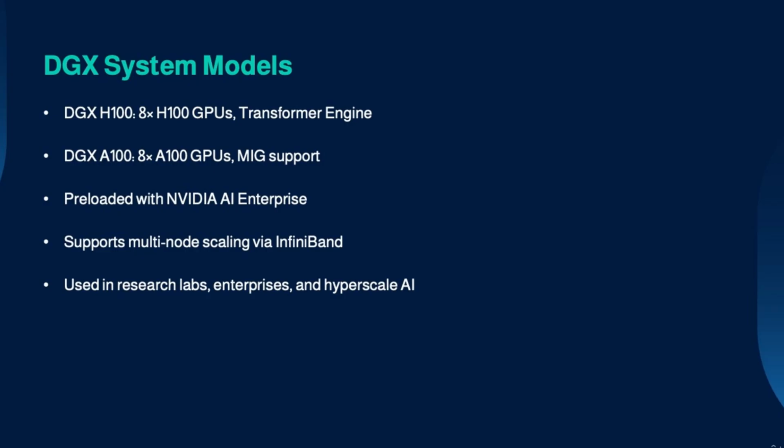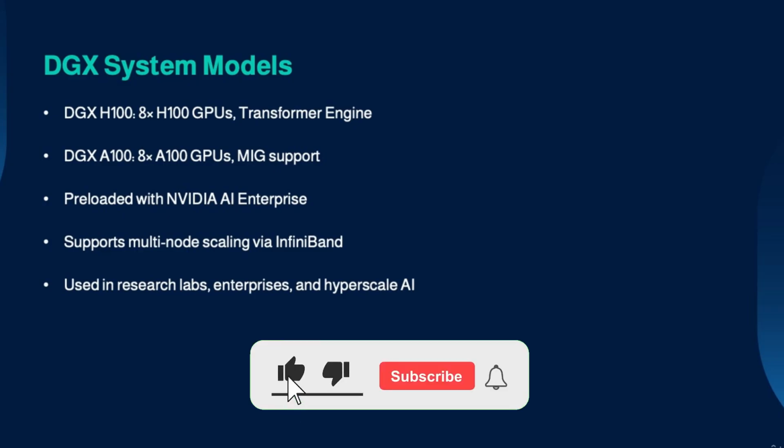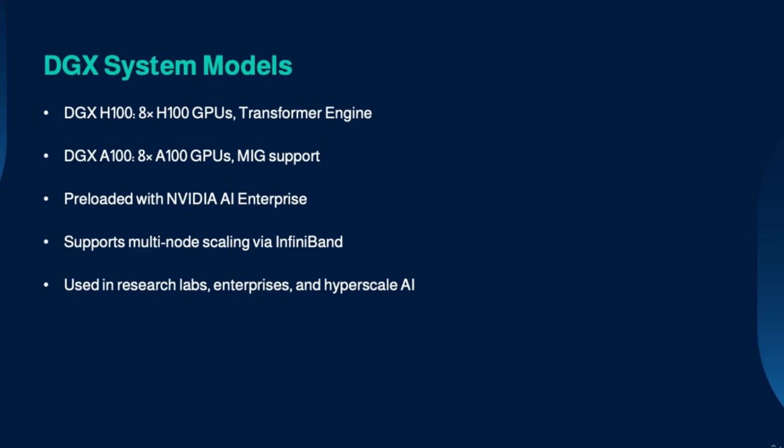The DGX H100 packs 8 Hopper H100 GPUs with the Transformer engine, designed to train the largest generative AI models at record speed. The DGX A100 uses 8 Ampere A100 GPUs with multi-instance GPU support for workload partitioning. Both come with NVIDIA AI Enterprise pre-installed and support multi-node scaling through InfiniBand networking. These systems are deployed by enterprises, research institutions, and hyperscale AI labs around the world.